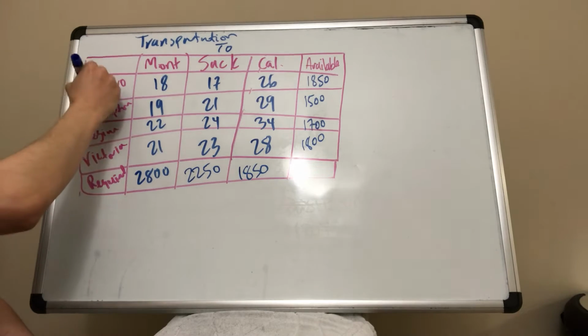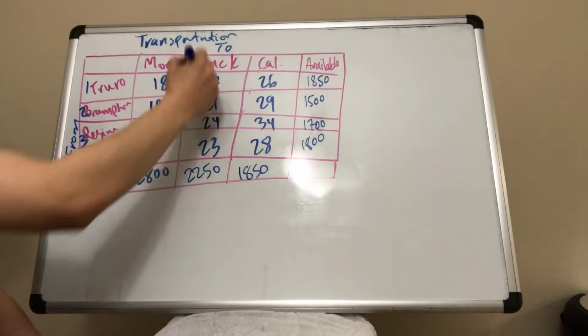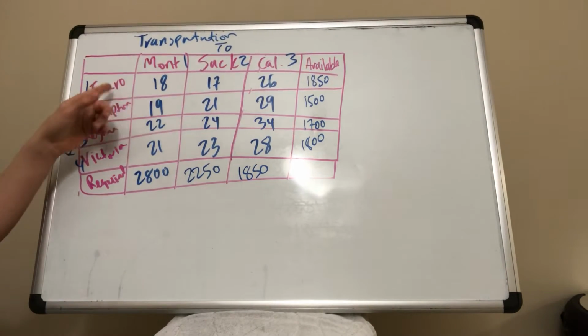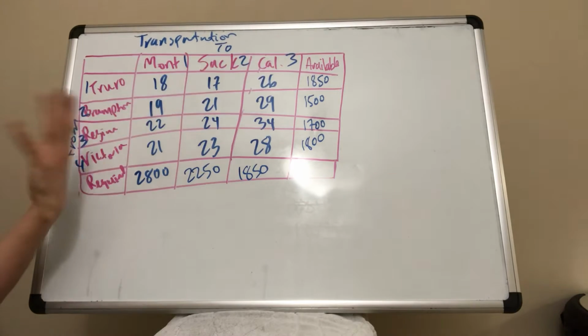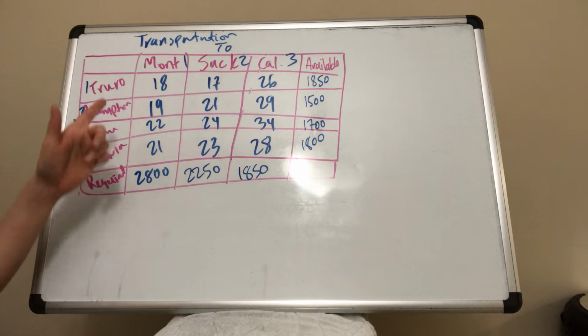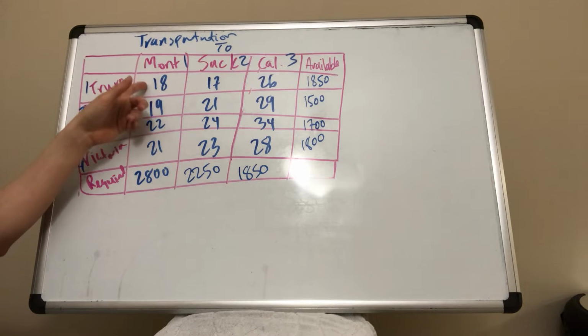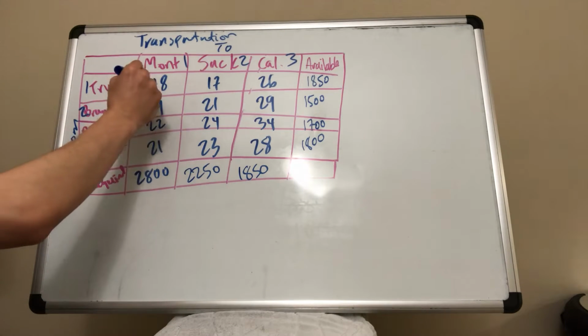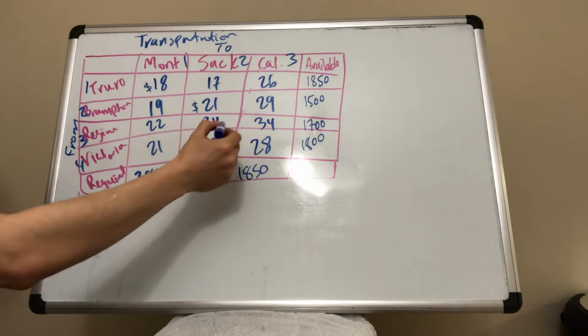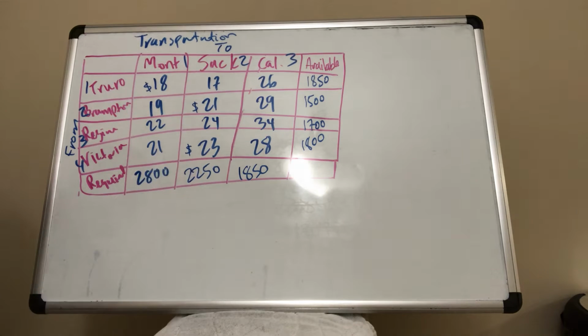So I'm gonna number them. This is 1, 2, 3, 4. 1, 2, 3. So you can go from Truro to Montreal to Saskatoon to Calgary. So you can go from any city to any city. And then they tell you you're going to ship each kilogram. So a kilogram going from Truro to Montreal costs $18. From Brampton to Saskatoon, 21. Victoria to Saskatoon, 23.